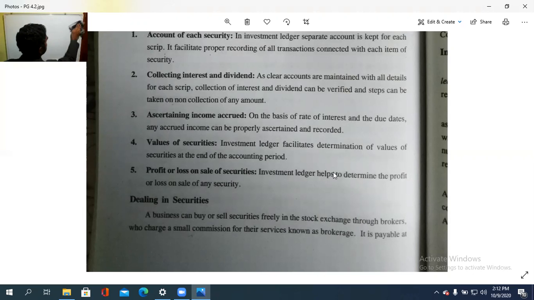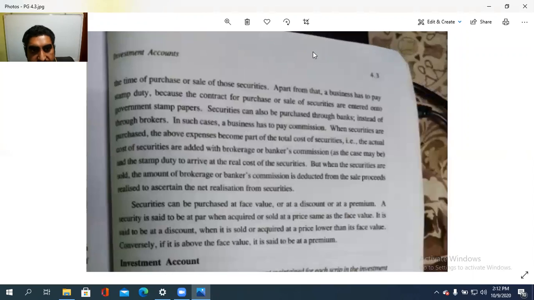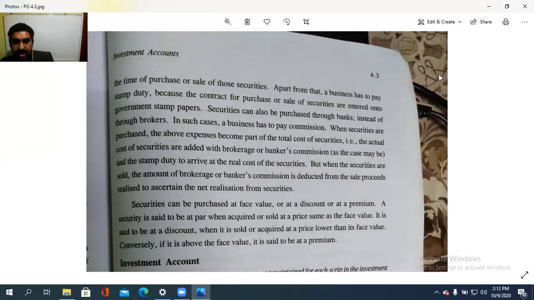That is the brokerage, the commission towards such brokers. So a small commission is to be taken. It is payable at the time of purchase or sale of such security. Apart from that, a business has to pay the stamp duty because the contract for the purchase or sale of securities is entered into through government stamp papers. അതും കൂടെ ഉണ്ട്, ആ ചാർജസും കൂടെ വരും.